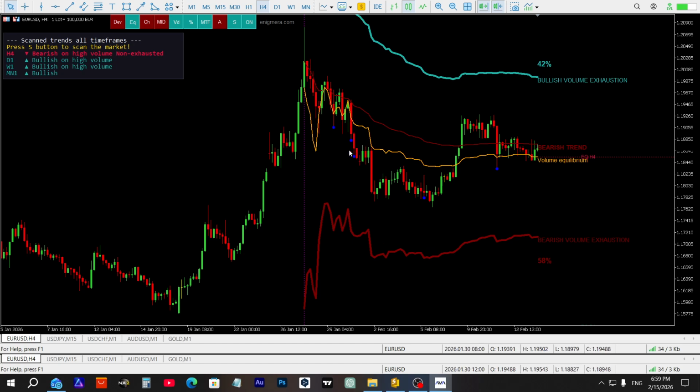I got bearish trend. I see volume here on the bearish side, also 1. This is the second volume candle, and also I see that my target is the bearish volume exhaustion, which is not reached yet. So my idea is to short from the liquidity line to the bearish volume exhaustion.